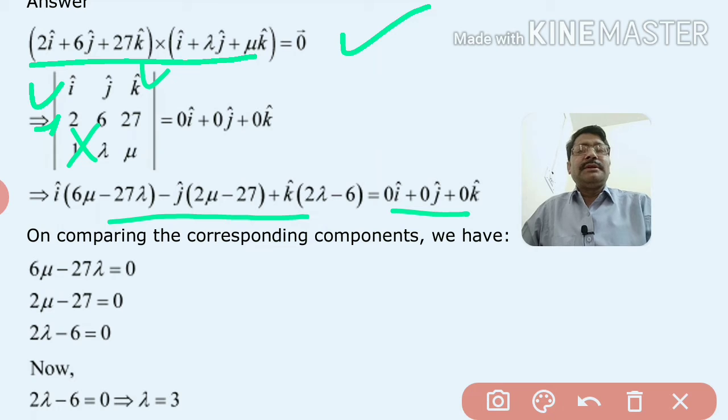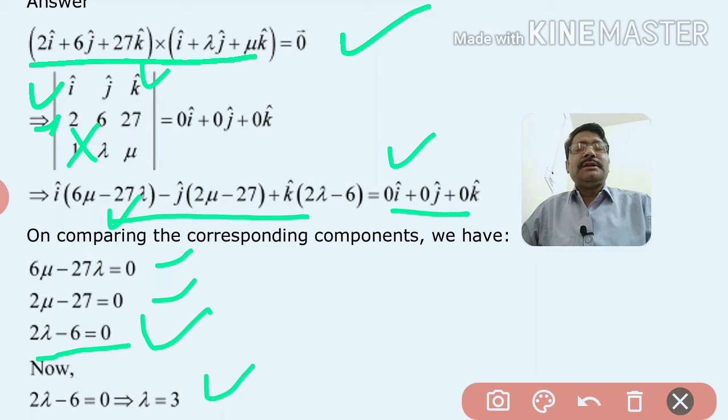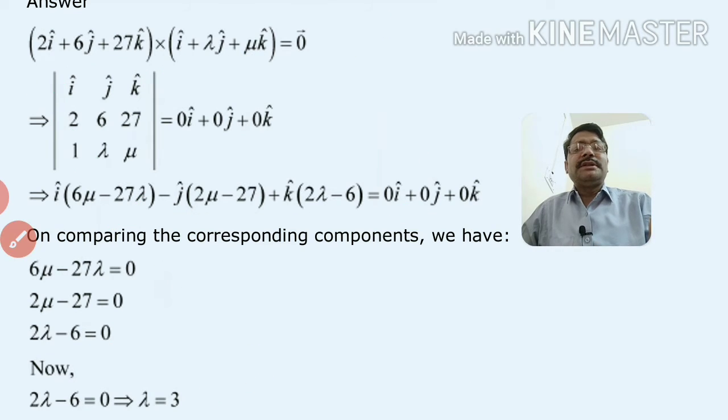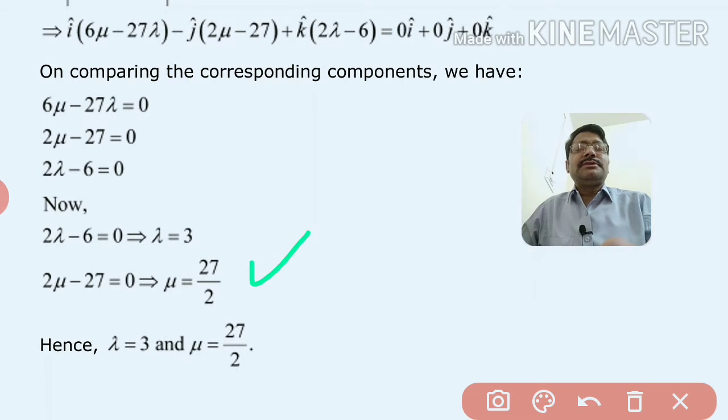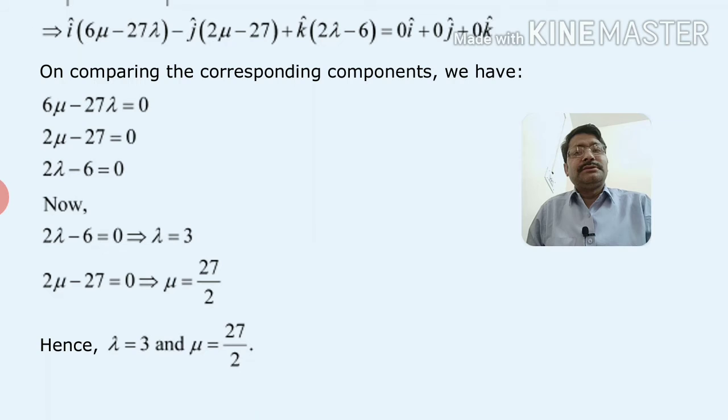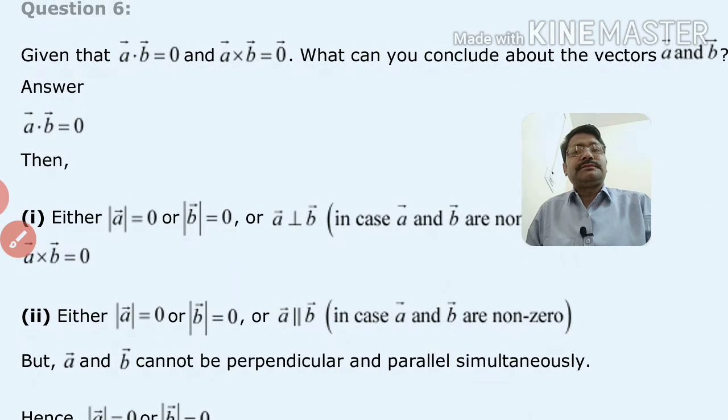Now you compare both sides, so 6 mu minus 27 lambda equal to 0, 2 mu minus 27 equal to 0, and 2 lambda minus 6 equal to 0. Now 2 lambda minus 6 equal to 0 you solve, and you get lambda equal to 3, and 2 mu minus 27 equal to 0, so mu equal to 27 by 2. So this way you get the answer: lambda equal to 3 and mu equal to 27 by 2. If you want, you can verify this answer by putting it in equation 1.